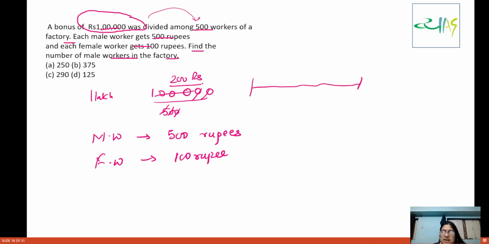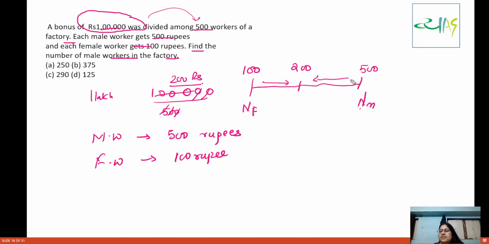Again, we will come to this line method. Average we have how much? 200 rupees, because 1 lakh rupees is divided among 500 people equally. Average you will be getting how much? 200 rupees. So average is 200 rupees. The male worker 500, and this is the number of male workers. This is the number of female workers, and they are getting 100. Now this NM is able to pull this side and this NF is able to pull this side.